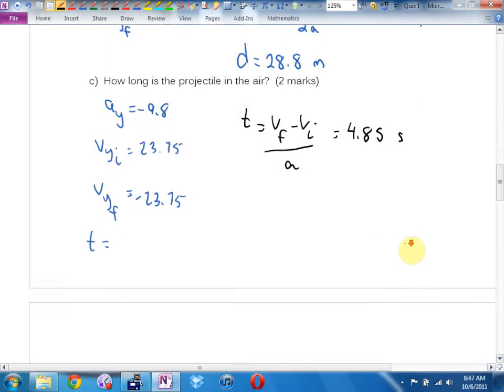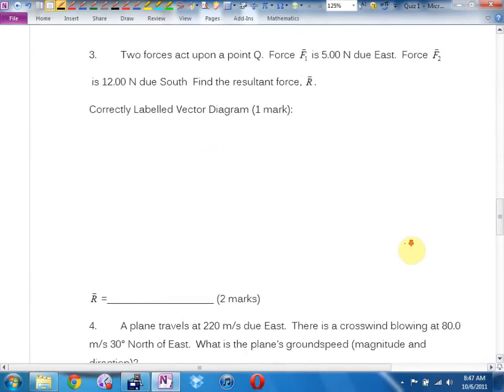Number 3. Two forces act upon a point Q. Force F1 is 5 newtons due east. Oh, they gave me a direction. I'm going to draw my compass rose because the number of times I've got east and west mixed up would amaze you.